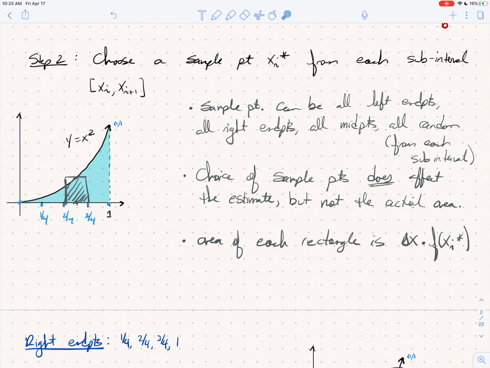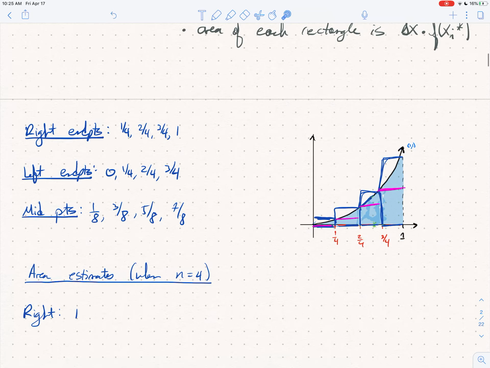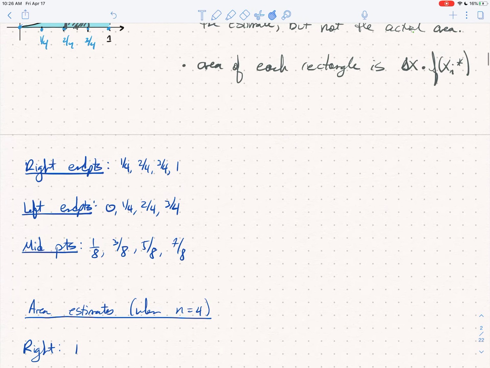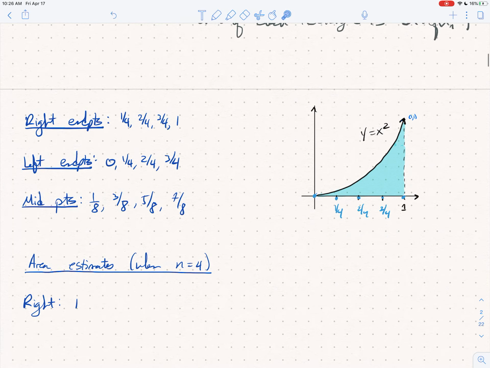So we're going to do that in our example. Let's actually do right endpoints, left endpoints, and midpoints in our example. I've gone ahead and worked these out for you. Thinking about our area here, I'm going to erase this one and copy in the last one that we had. There it is. Okay. If I want to work with right endpoints, then I'm going to go 1/4, 2/4, 3/4, and 1. Those are my right endpoints.